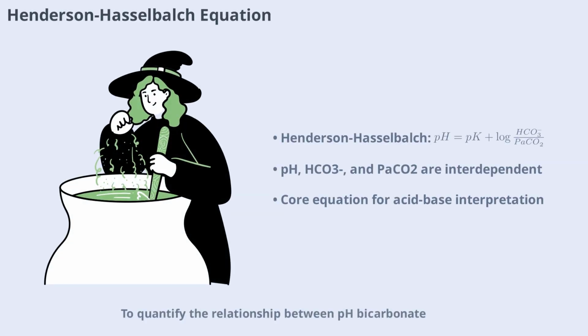To quantify the relationship between pH, bicarbonate, and carbon dioxide, we use the Henderson-Hasselbalch equation. pH equals pK plus log of HCO3 over PaCO2. This equation is central to understanding acid-base disorders. If any one of these variables changes, the others will adjust to maintain balance. This is why, when interpreting ABGs, we focus on pH, HCO3, and PaCO2 as the core components.